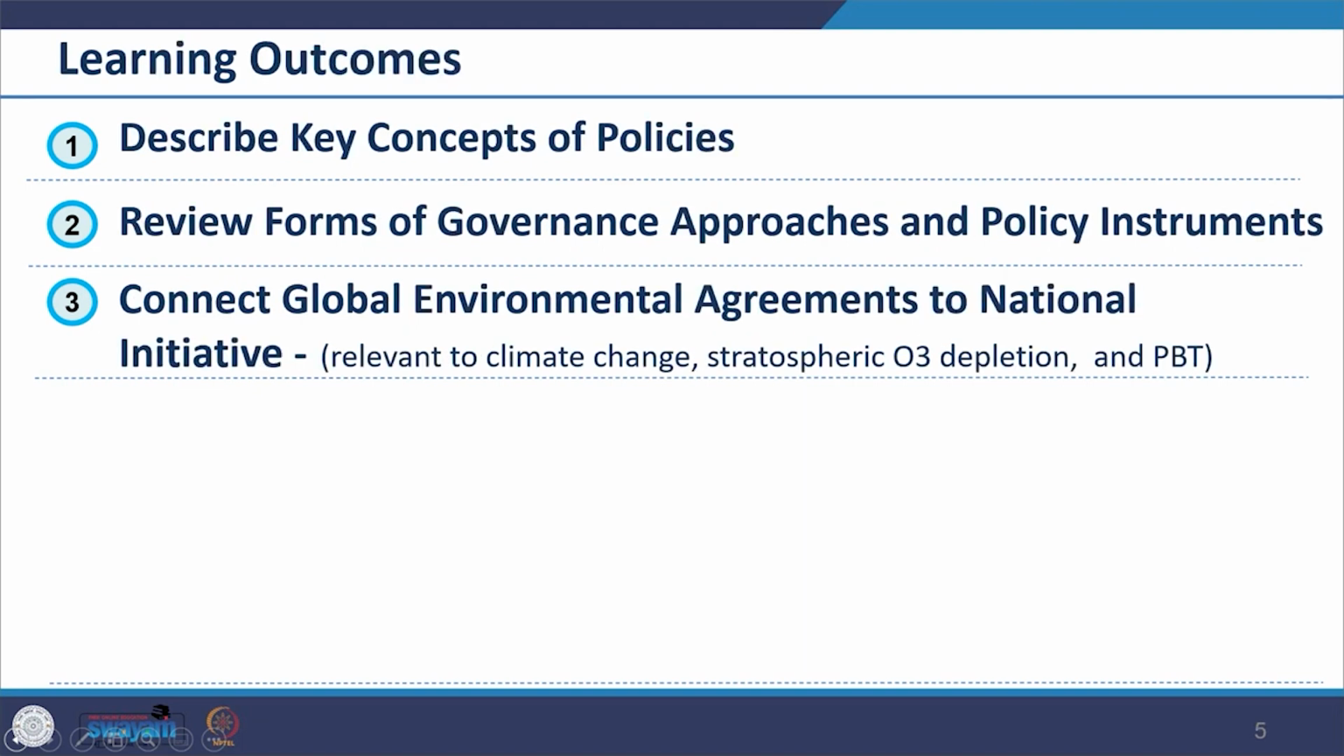The expected learning outcomes after completion of this session are that you should be able to describe key concepts of policy. You should be able to review the different forms of governance approaches and the different policy instruments adopted for meeting any particular objective. Then you should be able to connect the global environmental agreements to the national initiatives. We have been looking at a lot of things at the global level, so how do they really connect at the national initiative level? We will look at all these global initiatives related to climate change, ozone depletion and so on.